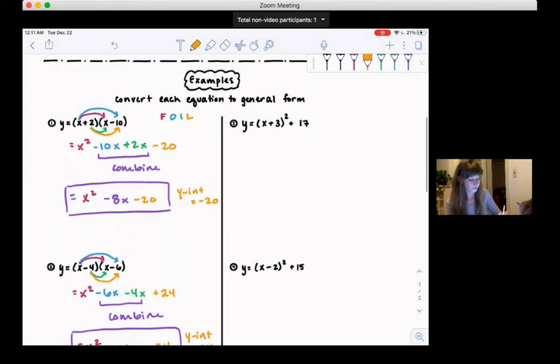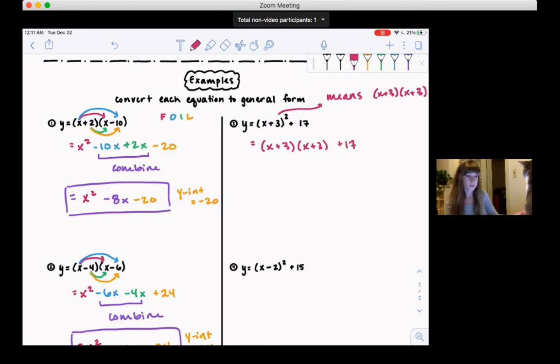What about if we're in vertex form? So like this. The first thing we need to do is deal with this exponent. So x plus 3 squared means x plus 3 times x plus 3. To square something means multiply by itself. So first step, we're going to expand that exponent to x plus 3 times x plus 3. We still have plus 17 at the end.